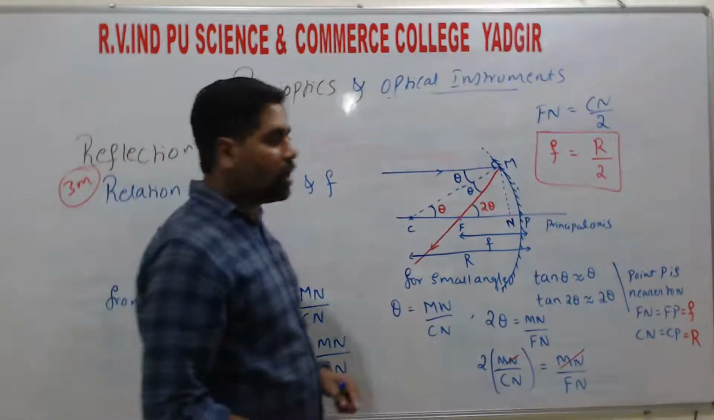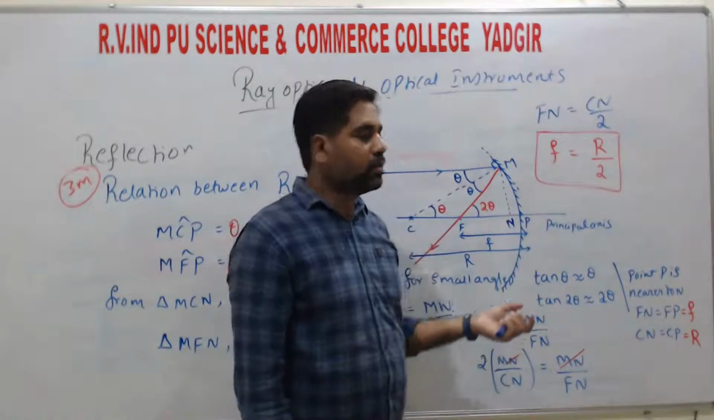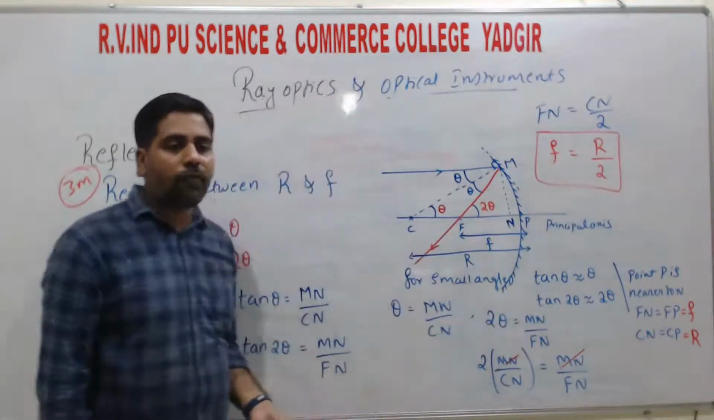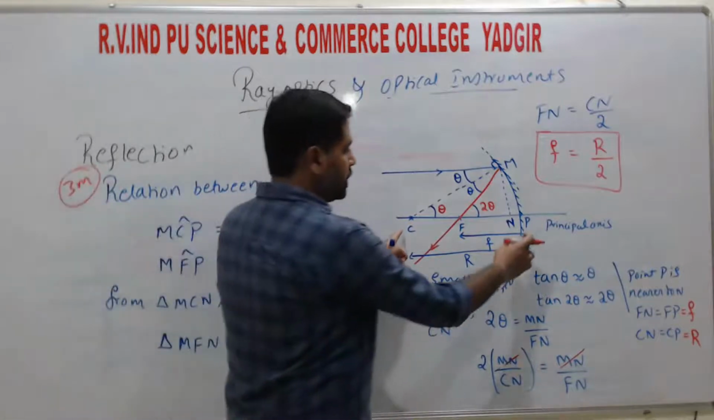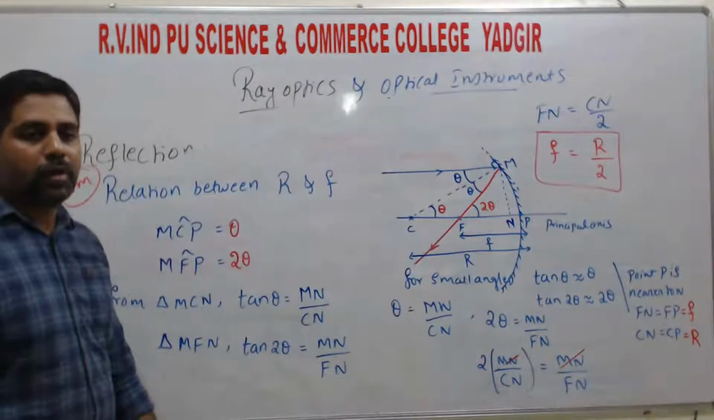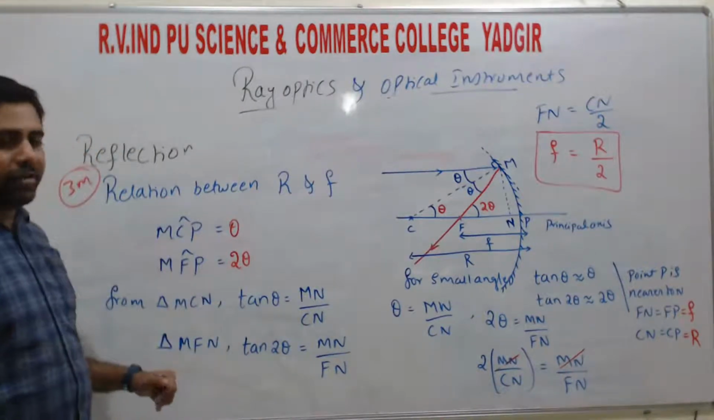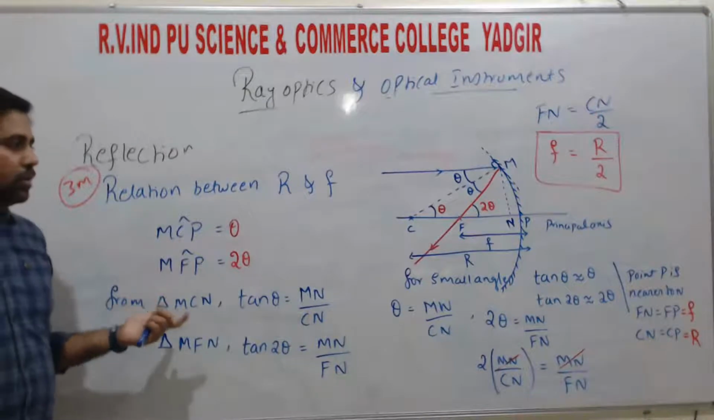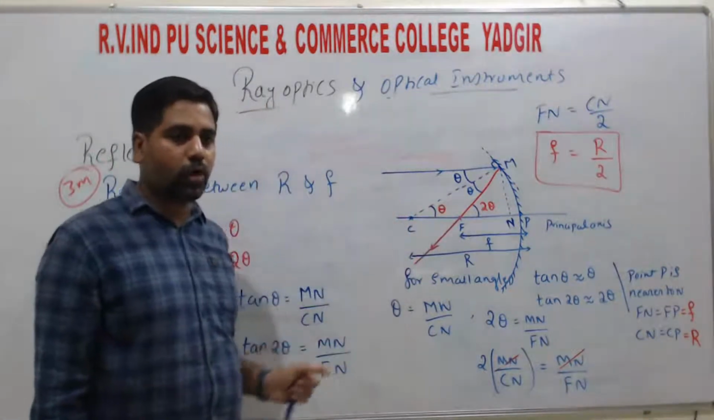So for 1 mark they can directly ask what is the relation between F and R, that is, focal length is always half of the radius of curvature. If you observe here, this distance is half that of the focus, right? So this is the derivation. It is a simple derivation, we just need to mention all this properly, right?